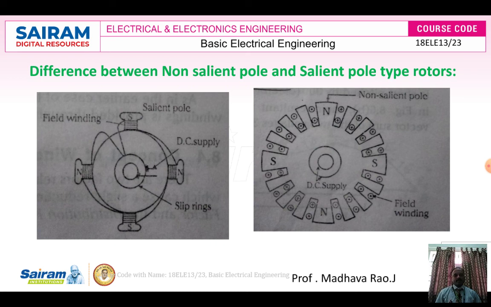And this type of rotors have less number of poles, 2 to 4 poles, and are used for high speed alternators, that is called turbo alternator. The speed range will be 1500 to 3000 rpm. So preferably this type of rotors are used in steam power plants. Okay, so this is about differences between these two types of rotors.